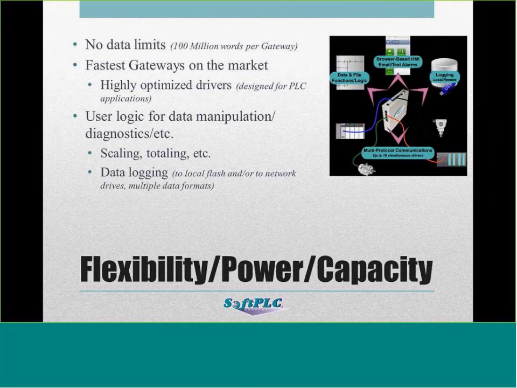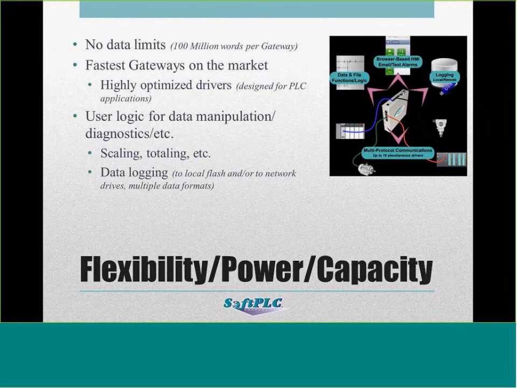Maybe you want to scale the data. Maybe you want to do some totalizing before you send it on so that the amount of data that's passing on one of these older networks is minimized. We did an application where we had some flow computers sending data to a PLC-5, and it couldn't handle the amount of data, and so there was some data concentration done in the gateway.